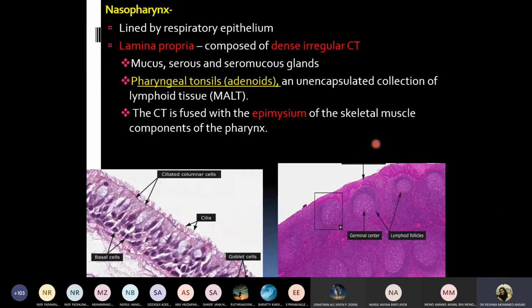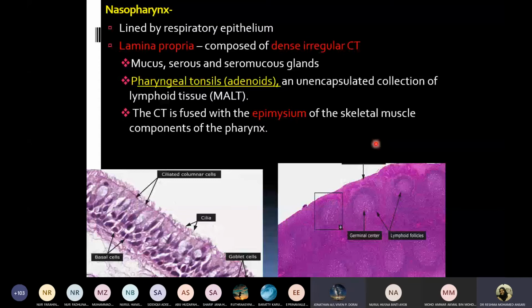MALT means mucosa-associated lymphoid tissue. Wherever the mucosa is opening to the exterior, you will have aggregation of these lymphoid follicles. We call it mucosa-associated lymphoid tissue. If it is found in the nasopharynx, we call it adenoids. What if it's found on either side of your tongue? What do you call it? Have you heard of it? You call it tonsils, right?